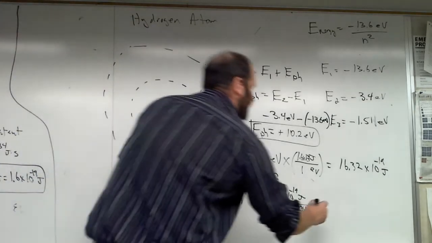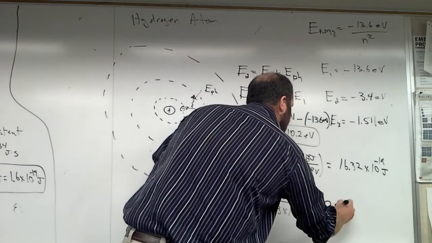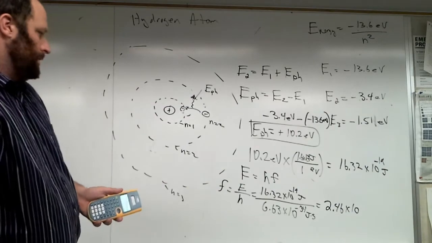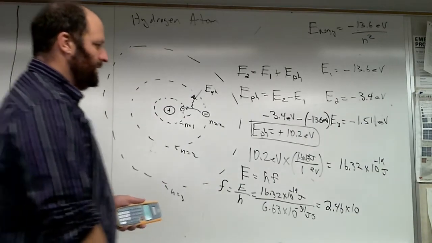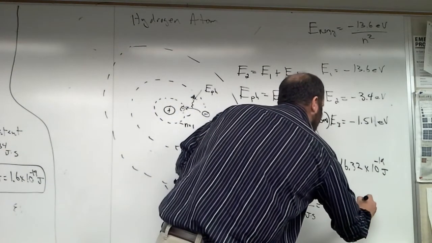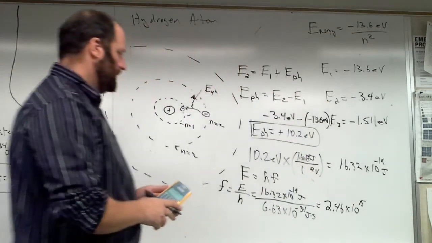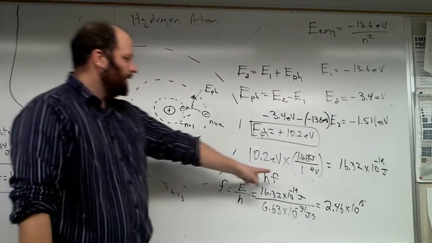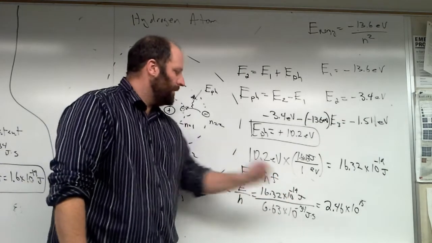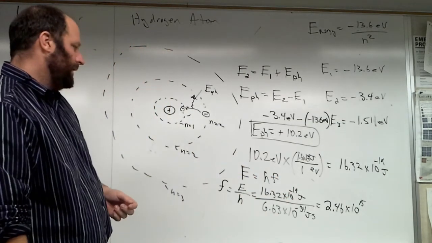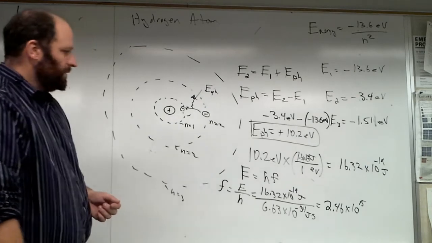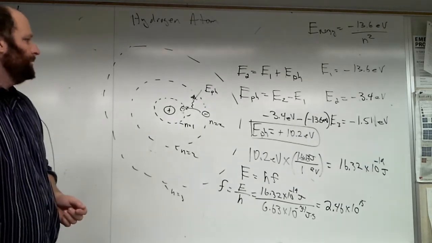Okay, I get 2.46 times 10 to the 15th power. Doesn't seem right to me. Taking 10 to the negative 19th, dividing that by 10 to the negative 34th. Yeah, I guess it looks right. Okay, so there's the frequency of that photon.